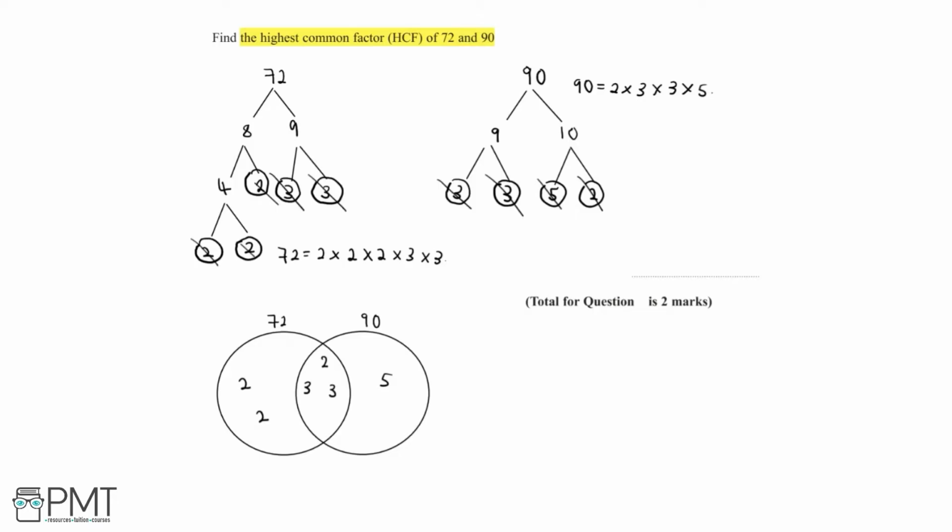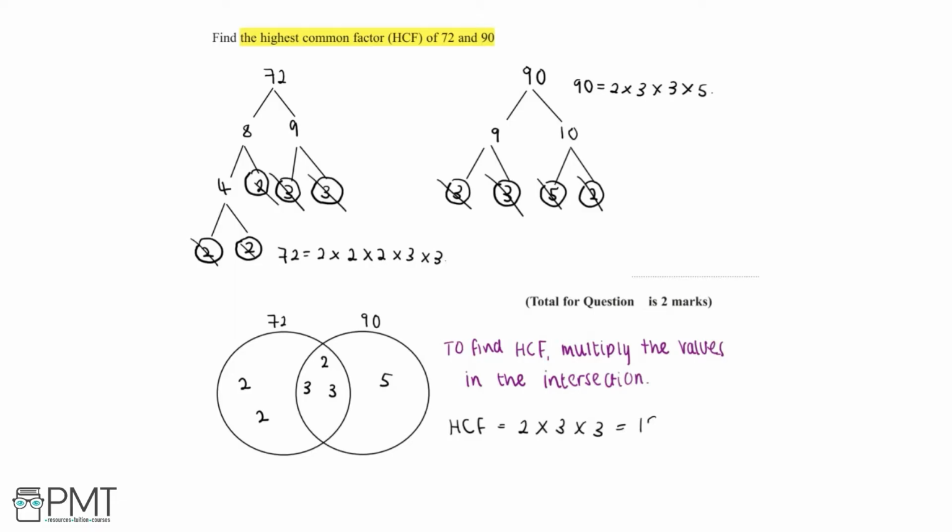Now to find the highest common factor, we want to multiply the values in the intersection, and so the highest common factor of 72 and 90 would be equal to 2 multiplied by 3 multiplied by 3, which is equal to 18, which we can write down in our answer box.